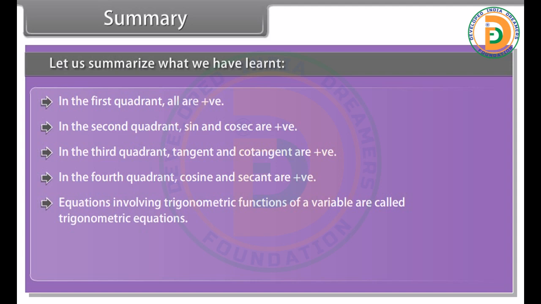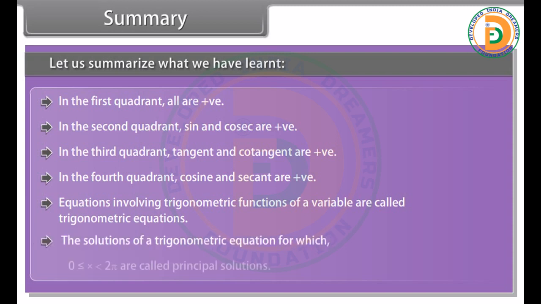Equations involving trigonometric functions of a variable are called trigonometric equations. The solutions of a trigonometric equation for which 0 is less than or equal to x less than 2 pi are called principal solutions.